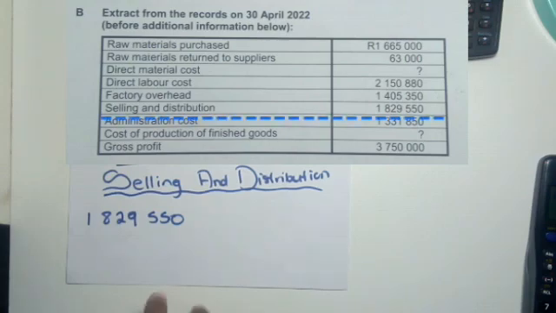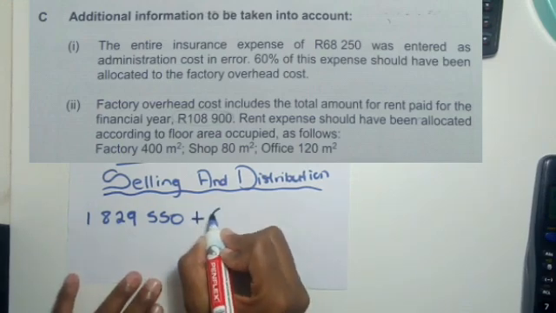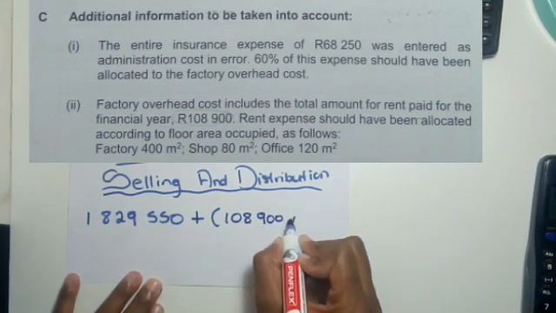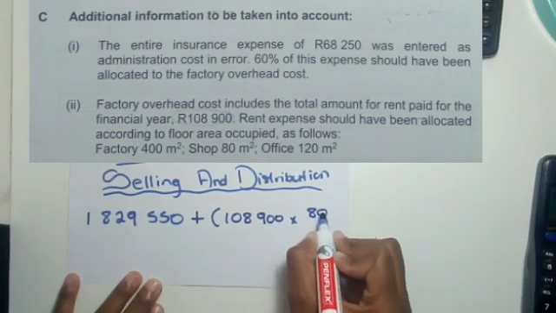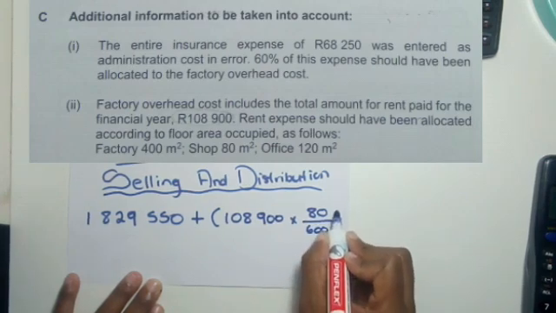Our last expense for this abridged income statement is the selling and distribution cost, and it is given to us in information B as 1,829,550. Again, going back to information C, we see that our selling and distribution is not affected by Roman figure 1, but it is affected by Roman figure 2, where we need to calculate the rent for the shop this time. So we are going to add again 108,900, and this time we are looking for the shop, so we are going to use 80 all over 600.